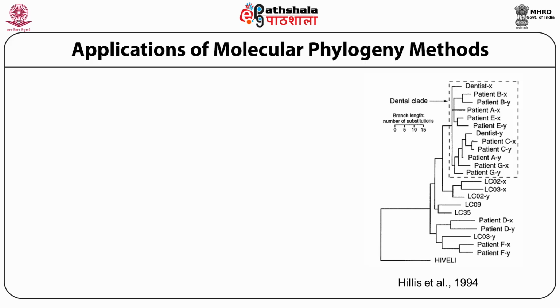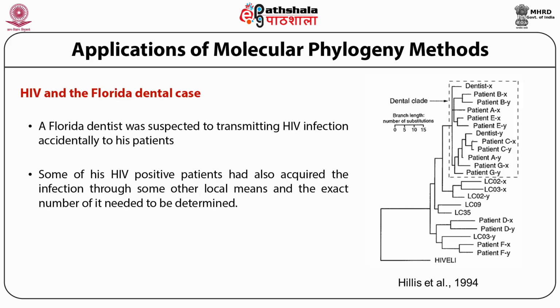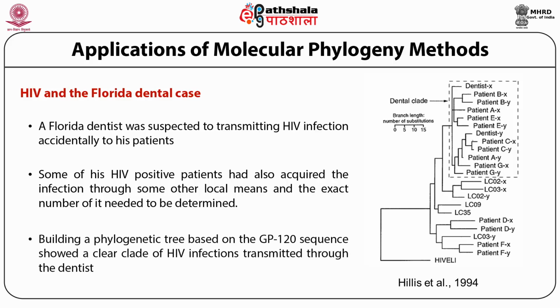The first application that we could talk about is HIV and the Florida dental case, where a Florida dentist was suspected of accidentally transmitting HIV infection to his patients. Some of his HIV positive patients had also acquired infection through some other means, and the exact number needed to be determined. So a phylogenetic tree was built based on the GP120 sequence of the HIV, and you could see a clear clade of HIV infection that groups together, which were transmitted through the dentist.